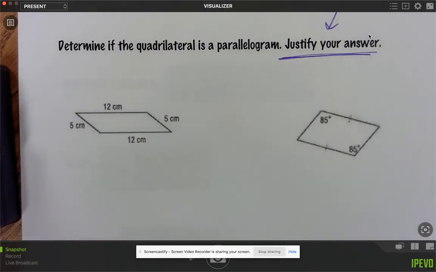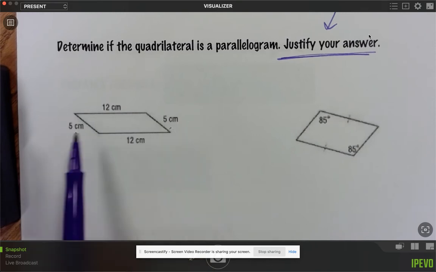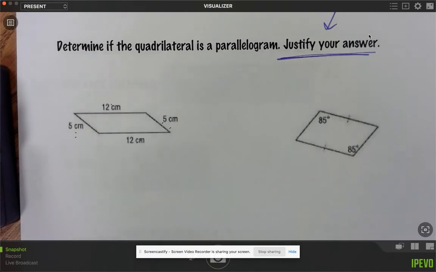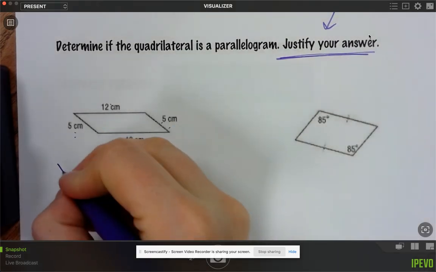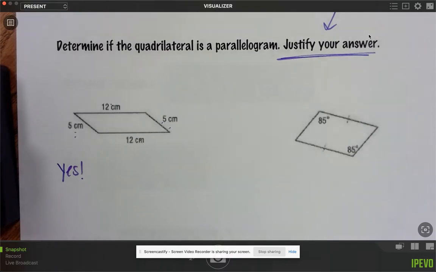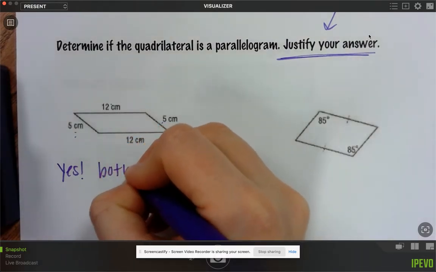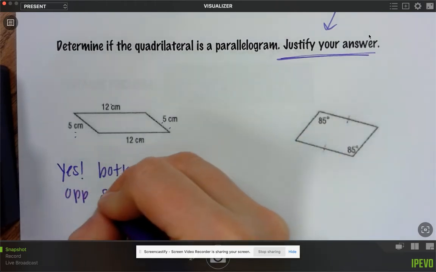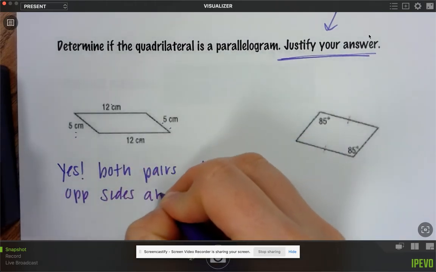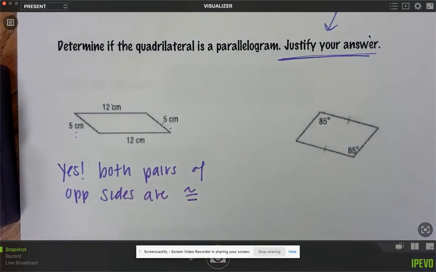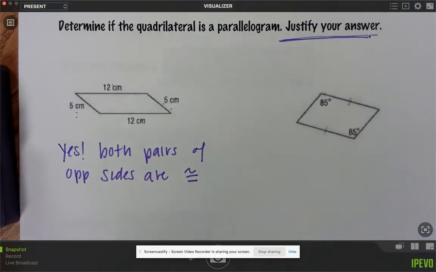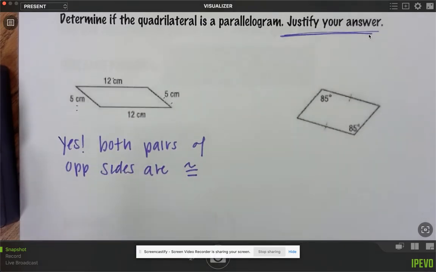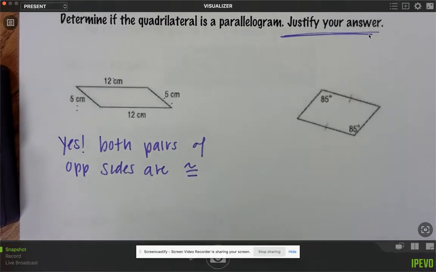So if we look here, I have sides that are congruent, 5 and 5, and 12 and 12. So do you guys see how we have both pairs of sides that are congruent? So this would be a yes. It's a parallelogram because both pairs of opposite sides are congruent. And you can abbreviate that however you want, but you got to give me something more than just yes or no. Okay? So this satisfied that both pairs of sides are congruent.